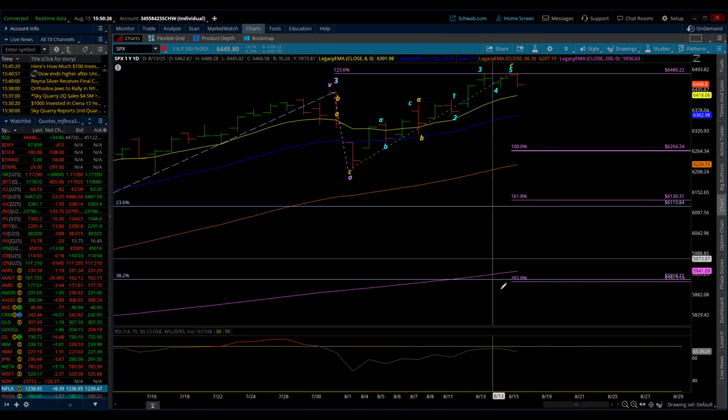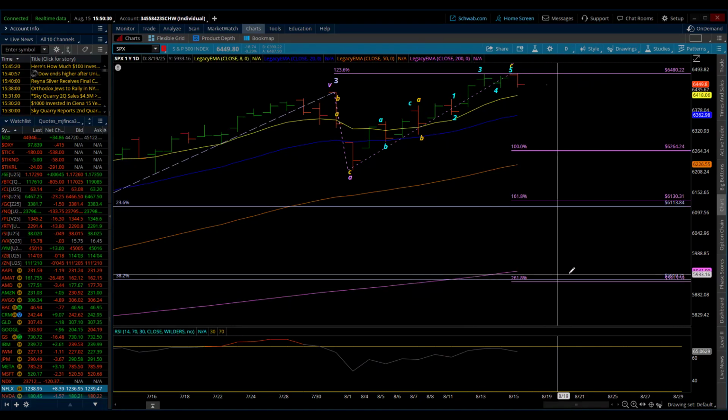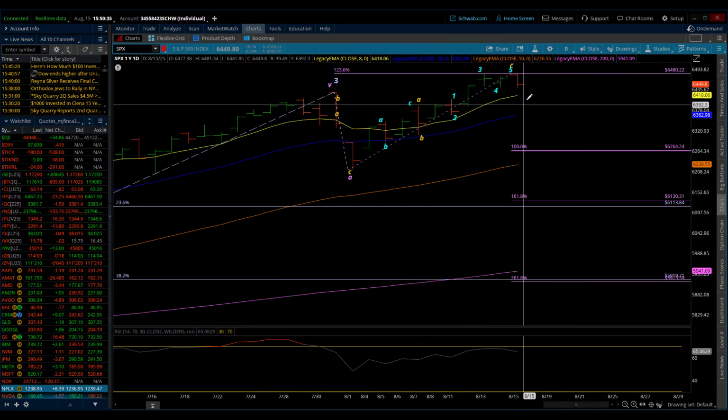So again, when we're talking about levels, there's the first, there's the second, and we kind of get a little backup from the moving averages as well.